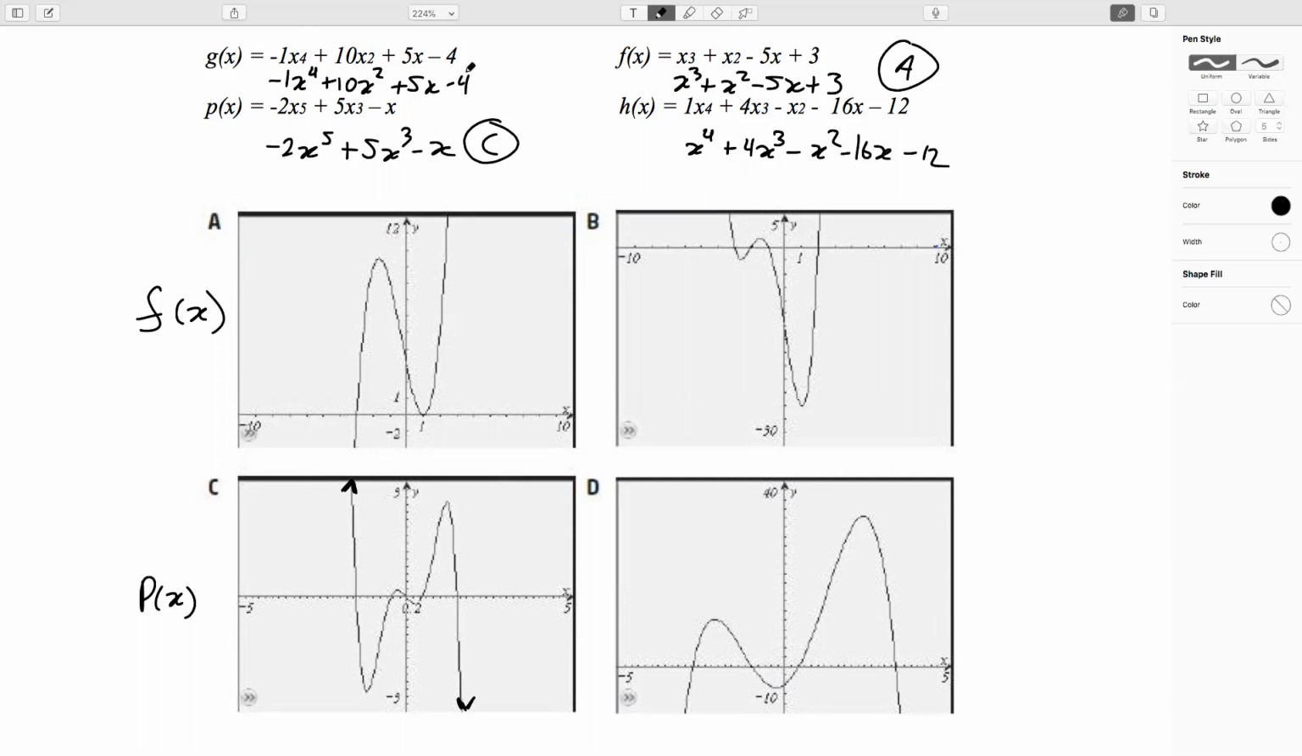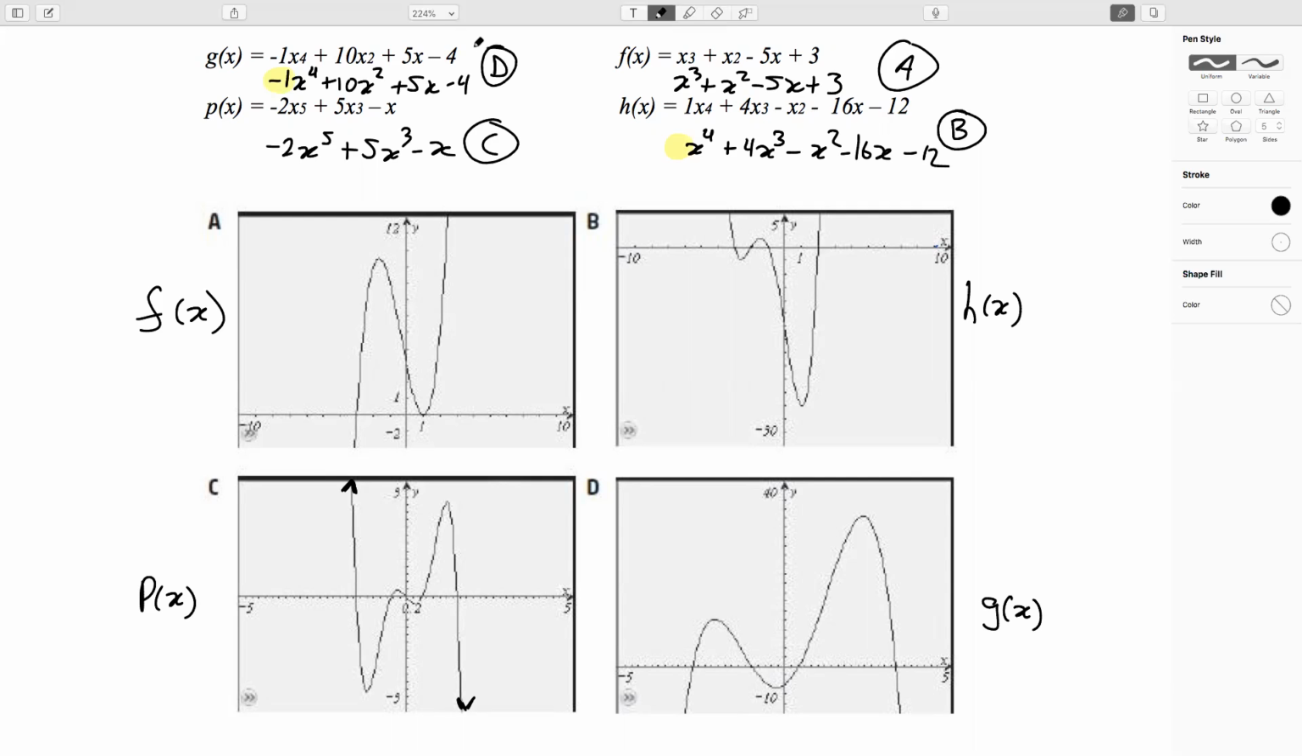But a better way to do it, because I'm estimating here, is to just look at the leading coefficient. G of x is a negative, while h of x is a positive. So that means g of x should open down and h of x should open up. That means h of x is b, while d has to be g of x because it opens down. So g of x is d.